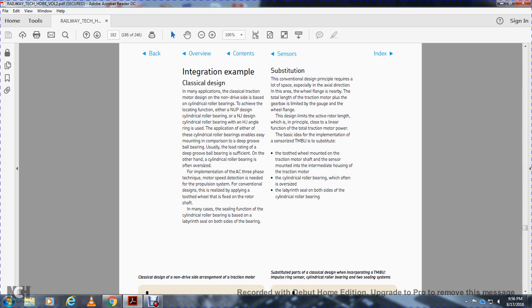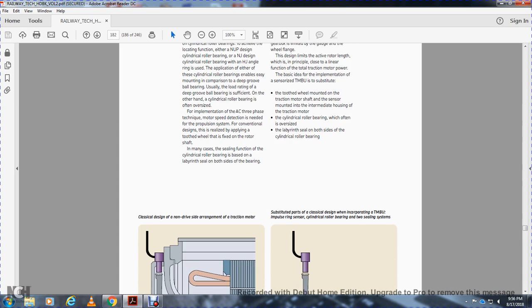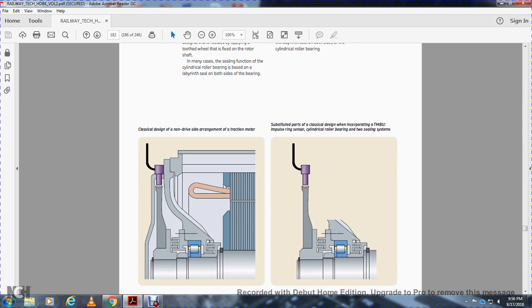The basic idea of the implementation of the traction motor bearing unit is to substitute for the tooth wheel mounted on the traction motor shaft, with the sensor mounted in the intermediate housing of the traction motor, using a cylindrical roller bearing, which is often oversized. The laminate seal is on both sides of the cylindrical roller bearing in the classic design of the non-driving arrangement of the traction motor, and then it is substituted for the classical design by incorporating the traction motor bearing unit and pulse ring sensor, a cylindrical roller bearing with a two-seal sealing system.